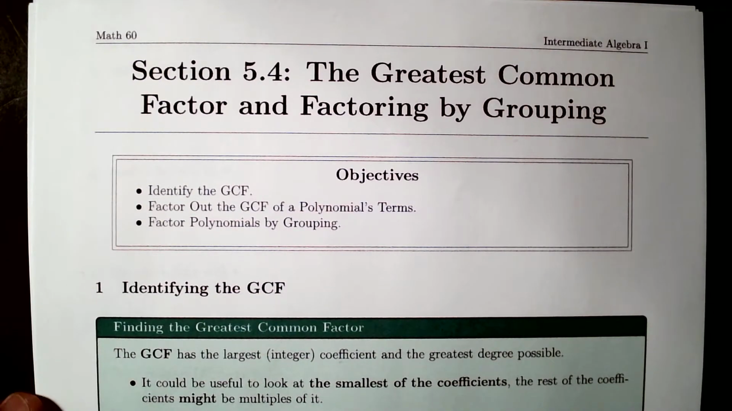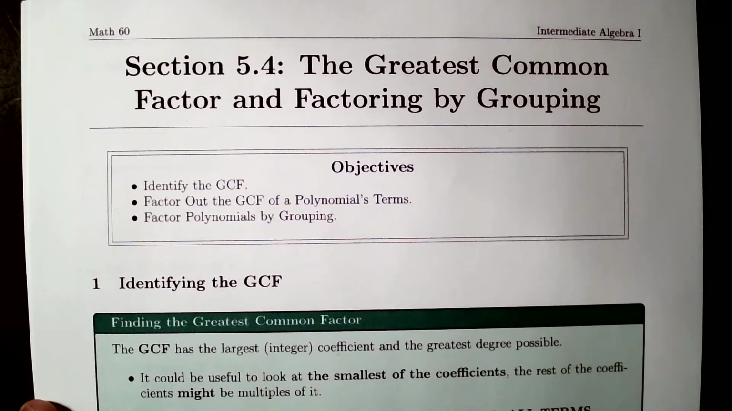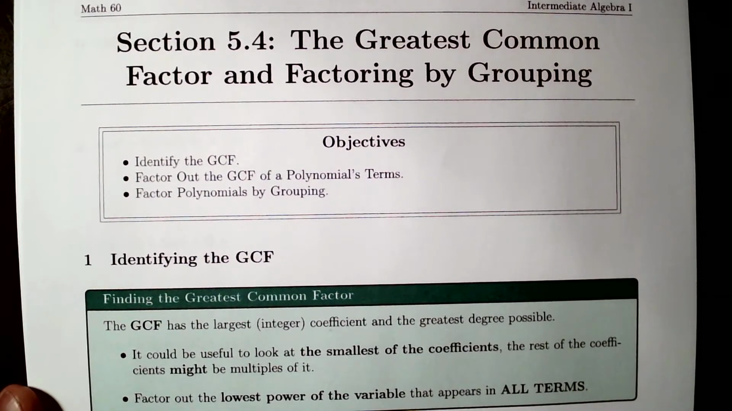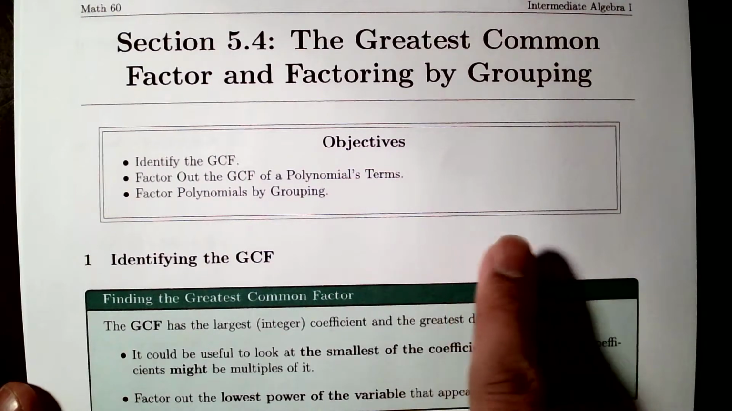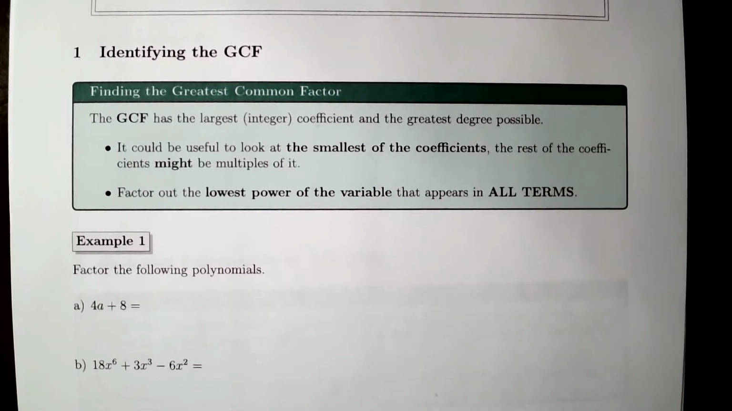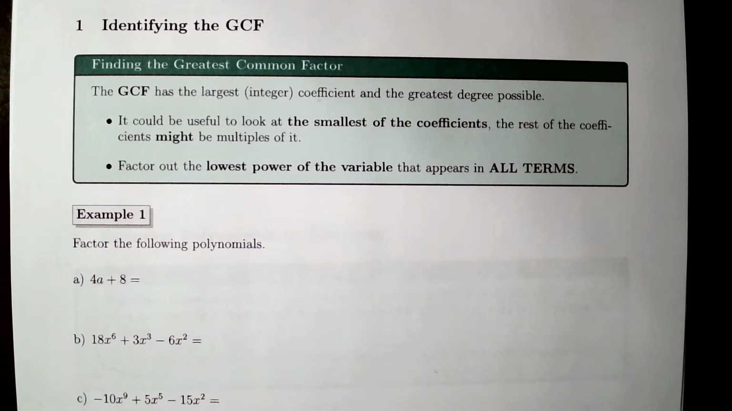5.2, we multiplied polynomials, like using the FOIL method or other different methods. In this case, we are going to do the reverse of FOILing, which is factoring, and the easiest method we do for factoring is the GCF. So that's the first method we're going to learn.